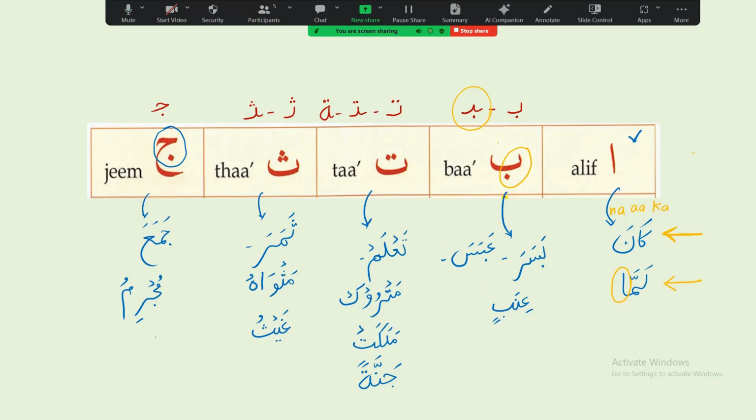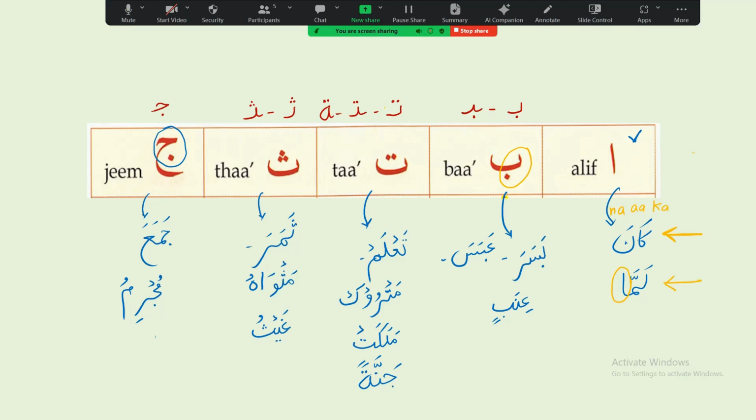Now let's see how ba might come at the end. When ba comes at the end, the shape remains intact. It is just the same ba at the end, like this. Aynabin. Ba is at the end now. So for alif, we have a single possibility, and for ba, we have these possibilities.